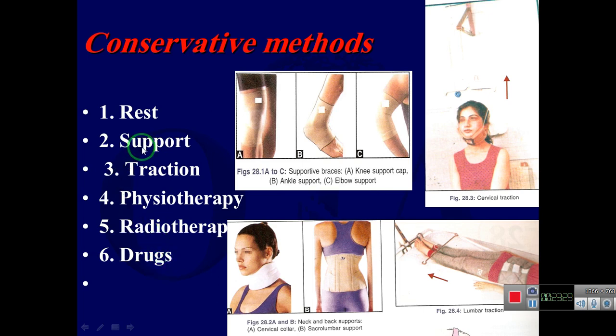Regarding the support, this is enable the disease part to heal, providing rest, prevent this deformity, relieve pain, and also support the patient psychologically. Example مثل lumbosacral pelt أو corset for the low backache, caliper for the polio, cervical collar for the neck.